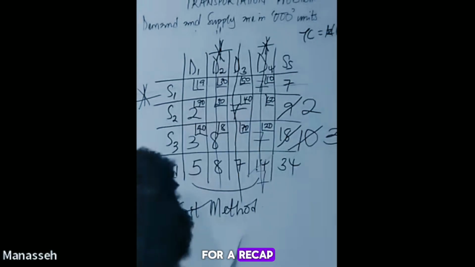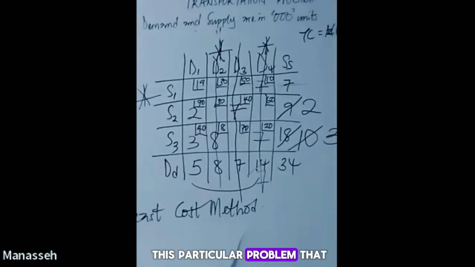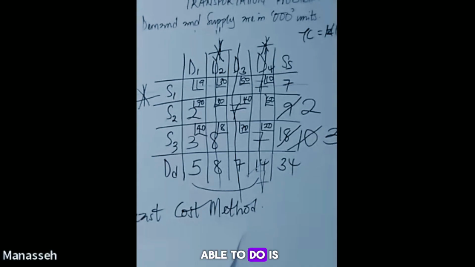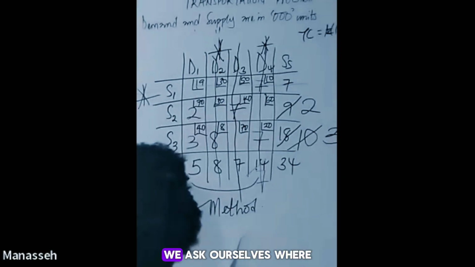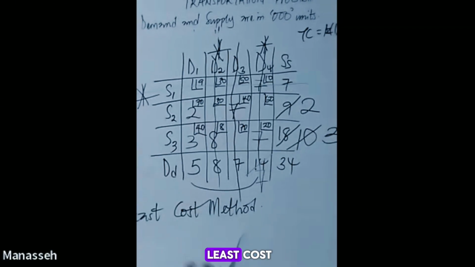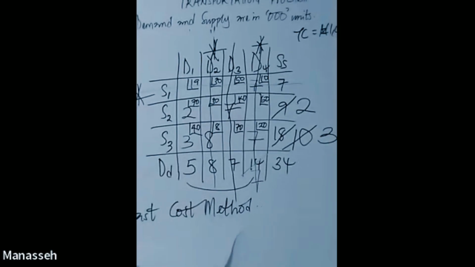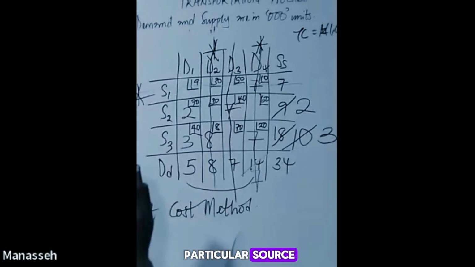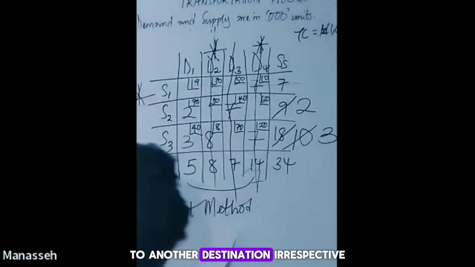For a recap, if you look at this particular problem that we've been able to solve using this cost method, what we have done is that before solving it, we ask ourselves, where do we have the least cost? The least cost with respect to moving a product from a particular source to another destination.